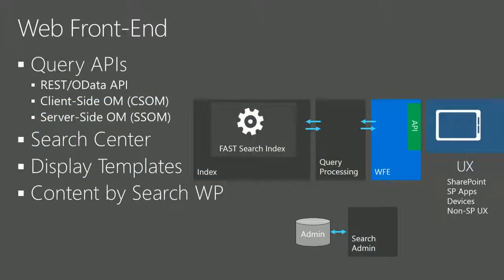Starting with the web front end, the user issues a query or a program, for example. This is where the query APIs are stored: the REST OData API, CSOM, the server-side object model. This is also where the Search Center itself is hosted. That's where you get all your display templates as well as out-of-the-box web parts, the refinement, search box, core search results, and also the content by search web part.